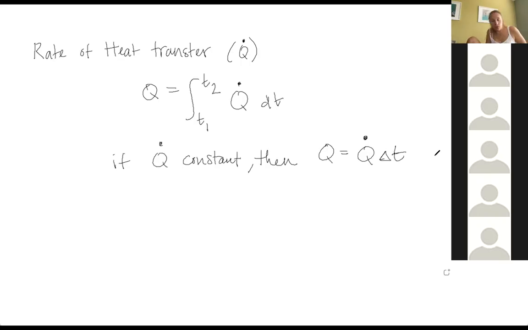So this should make sense, right? If we have a certain amount of heat transfer occurring over a certain amount of time, if we multiply that by time, then we get the overall heat transfer rate. So while our heat transfer Q has units of kilojoule, our heat transfer rate is going to have units of kilojoules per second or kilowatts. And then time typically in seconds.